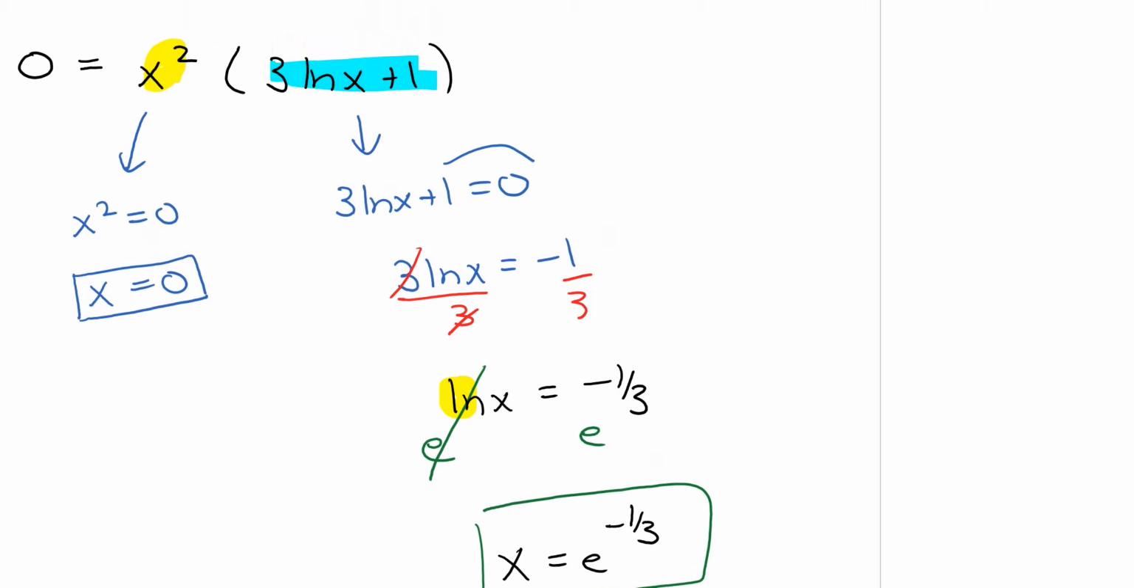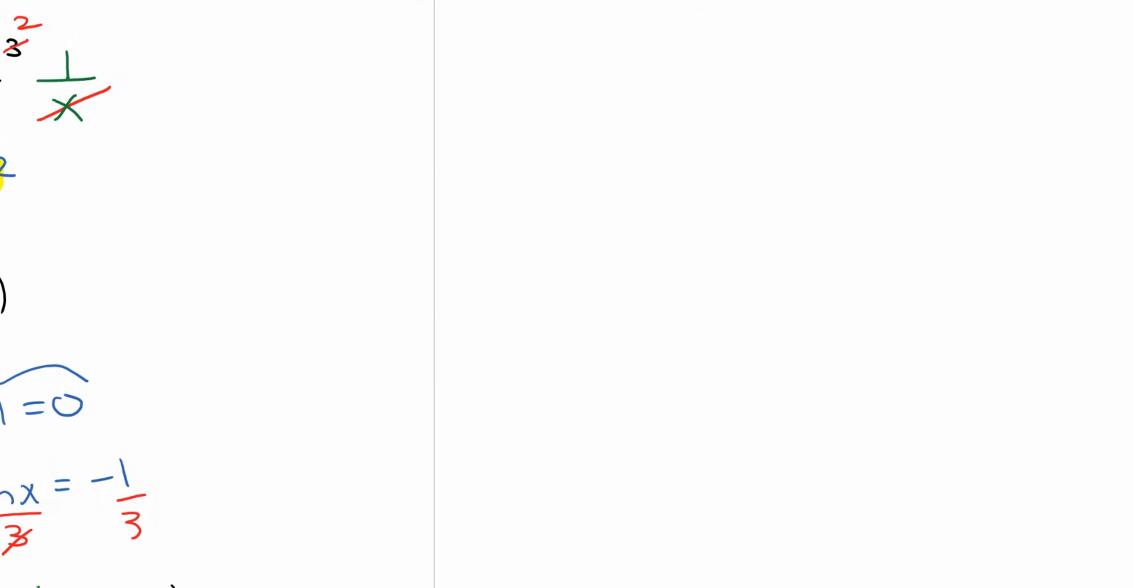Okay, the next step now is I need to create a number line here. So let's go ahead and create a number line here. My critical numbers were 0 and e to the power of negative 1/3. Now, if you don't know too much about e to the power of negative 1/3, you can put that into your calculator and you should get approximately 0.7165.